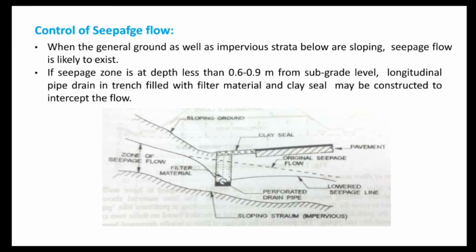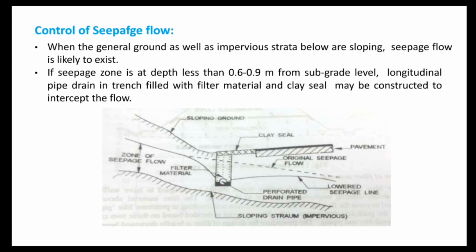As you can see from the figure, we have a sloping ground and there is a provision of the filter material and a perforated pipe at its bottom, and we can see the lowering of the zone of the seepage flow, that is the seepage flow line, to the perforated pipe as compared to the original seepage flow if there is no provision of the filter media and the perforated drain pipe.